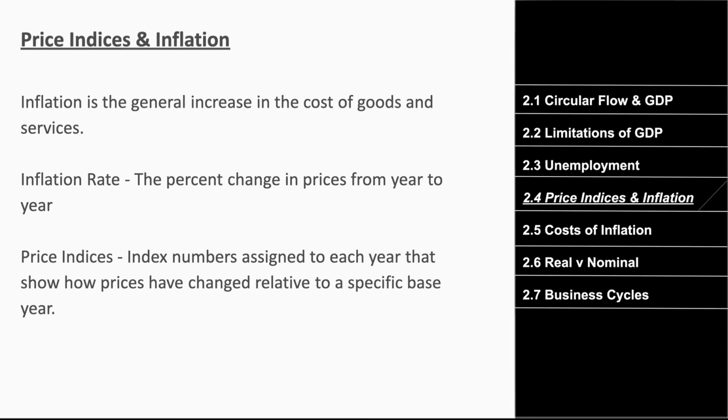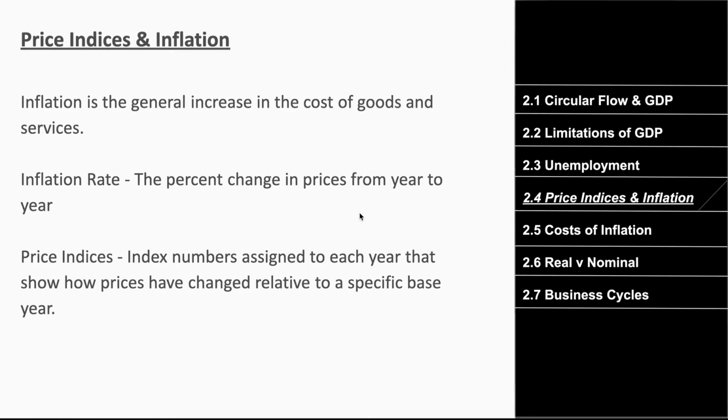Now it's time to go to the last goal, which is controlling inflation. Inflation is the general increase in the cost of goods and services. The inflation rate is the percent change in prices from year to year. So it's how much the price of goods is actually increasing. A price index is an index number assigned to each year that shows how prices have changed relative to a specific base year. Let's just understand this briefly.